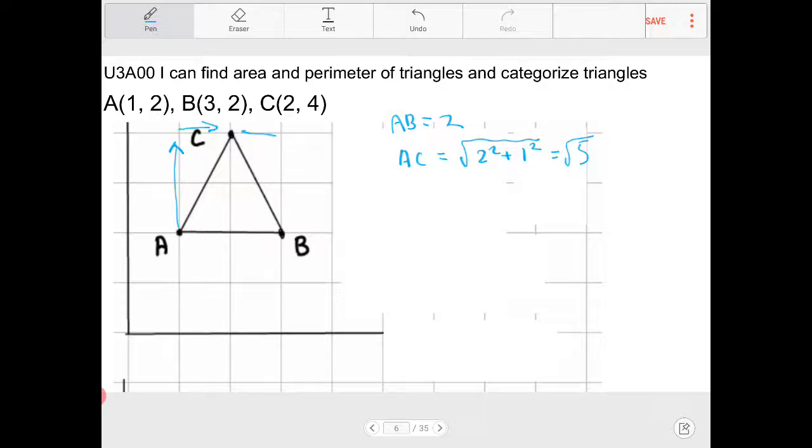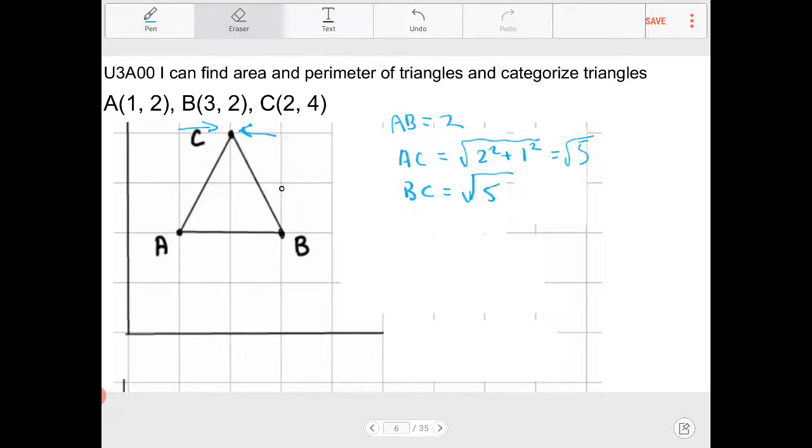Similarly, we're going to go from B to C. We go up 2 and over 1. So the length of BC is going to be the square root of 5 once again. We need to find out what is the area of this triangle, right?